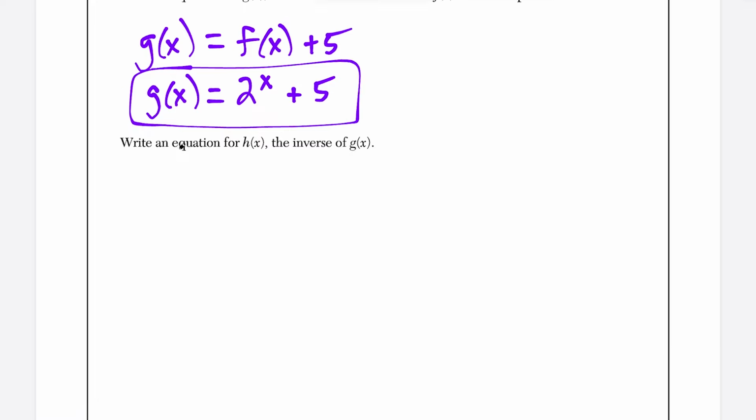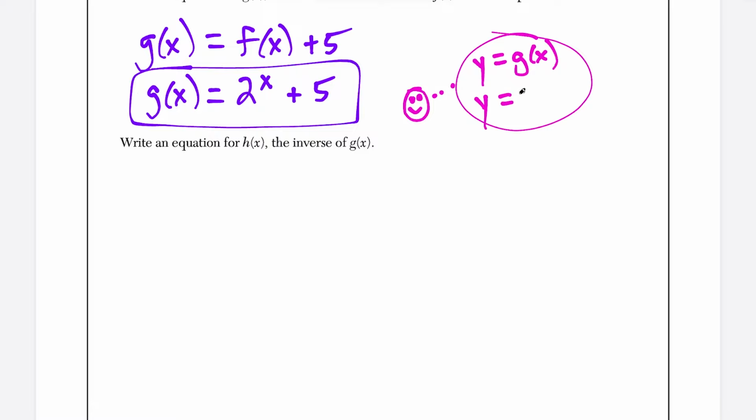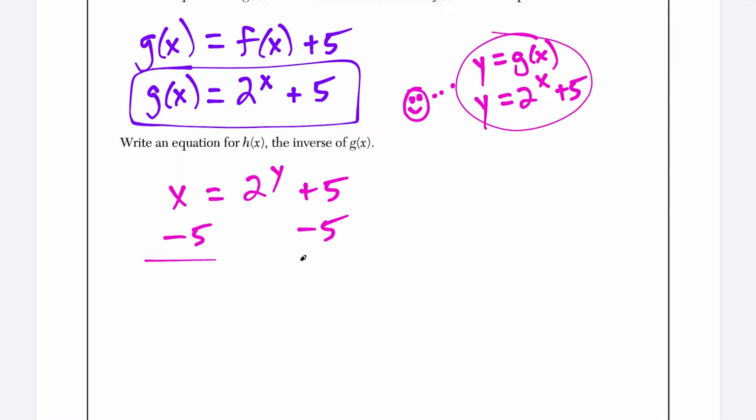And now for the last part, we're going to write an equation for h of x, the inverse of g of x. So when you want to find an inverse function, you switch the x's and y's, and then you solve for y. So what I'm imagining is our function g of x. Remember, we could say things like y equals g of x, but I imagine this function is expressed as y equals 2 to the x plus 5, because then it's more obvious how to switch x and y. So we could say x equals 2 to the y power plus 5. So we could start by going minus 5 on both sides. So now we have x minus 5 is equal to 2 to the y power.